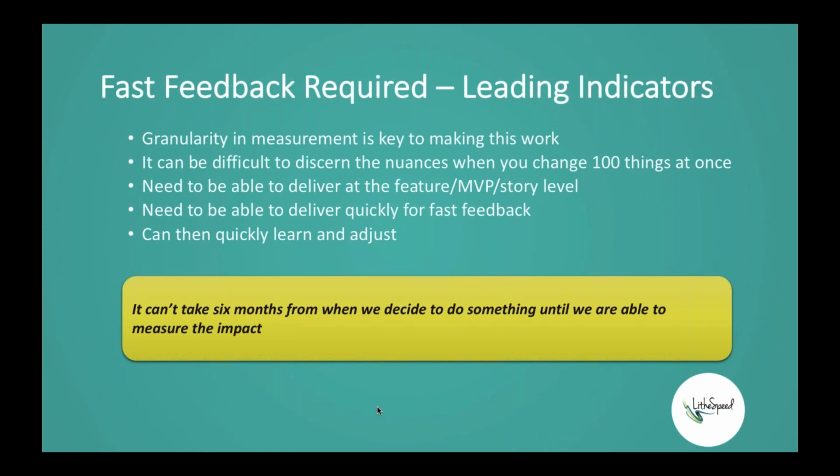Could I have gotten the same business impact by only delivering half of that stuff or a third of that stuff? So we want to be able to deliver at the feature or MVP or story level and measure at the feature or MVP or story level. And when we do that, we'd like to be able to do that very quickly, so that I can take one feature, one story, and run it through the whole process very quickly and get this granularity of delivery and granularity of measurement, right?